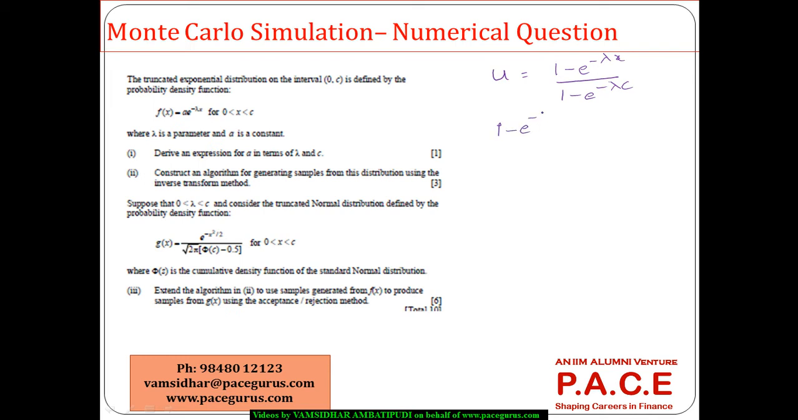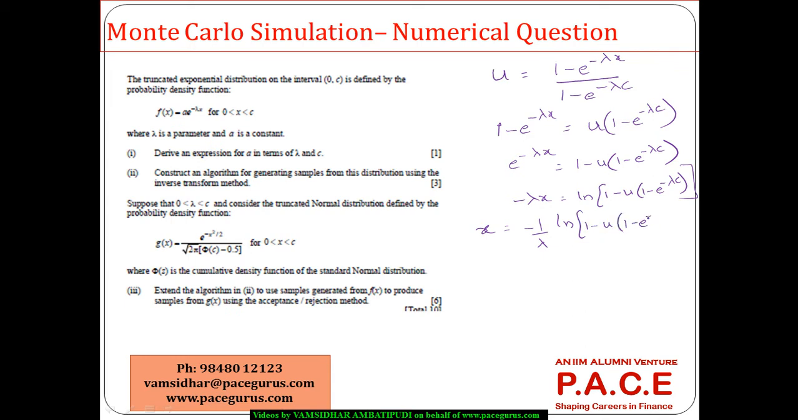So I can simplify it: 1 minus e power minus lambda x equal to u times 1 minus e power minus lambda c. And from here, e power minus lambda x is equal to 1 minus u times 1 minus e power minus lambda c. Minus lambda x is going to be the logarithm of 1 minus u times 1 minus e power minus lambda c, and obviously x is coming out as minus 1 by lambda times the logarithm of 1 minus u times 1 minus e power minus lambda c. Now this is the value of x.